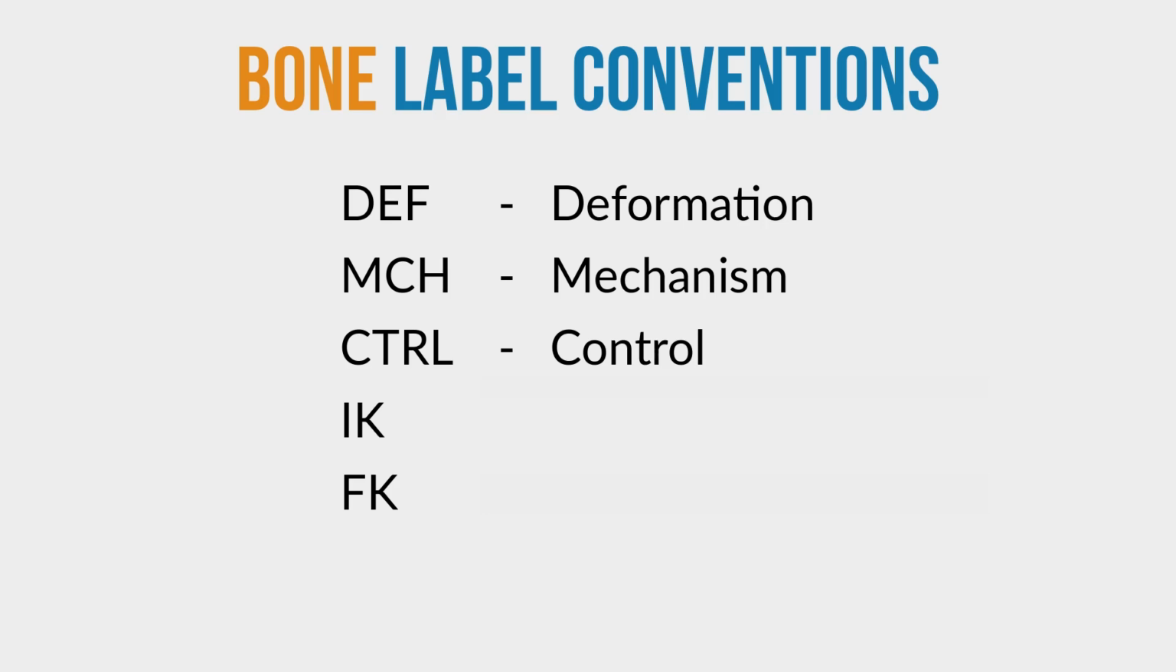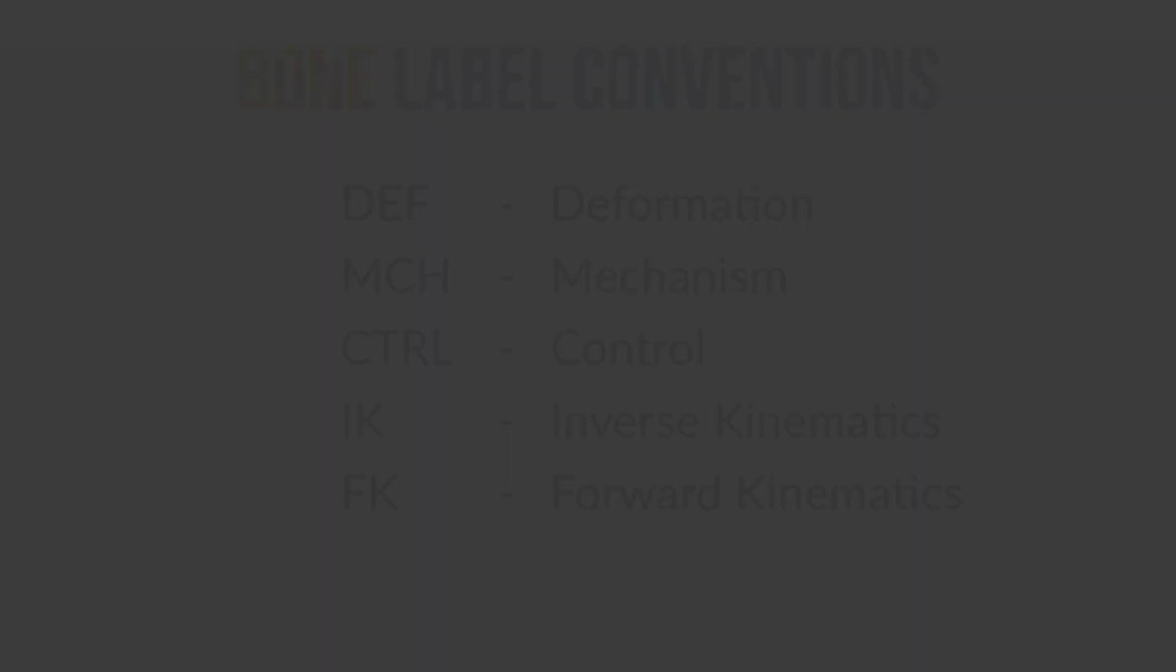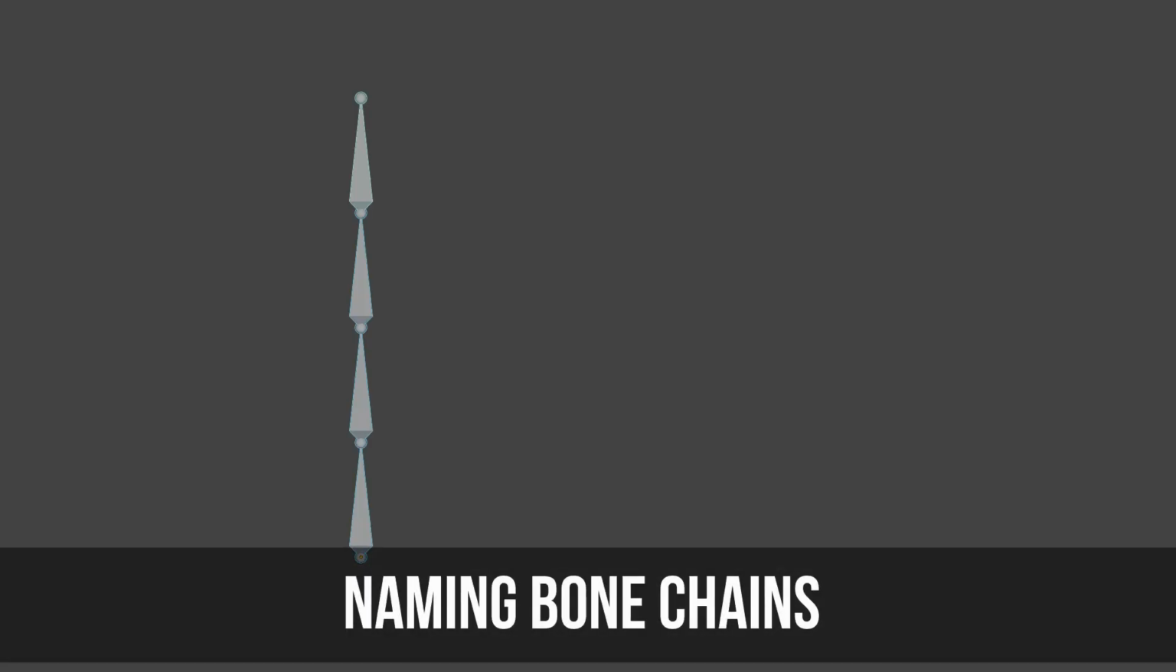And then we have IK and FK. These stand for inverse kinematics and forward kinematics. We will learn about IK and FK later. However, these labels would only be used when you have a limb that can switch between the 2 modes. It would be redundant to label everything with the FK label if that body part didn't have an IK equivalent. Now, when you name a bone chain, what I like to do is give it a number, working from the start of the chain to the end.